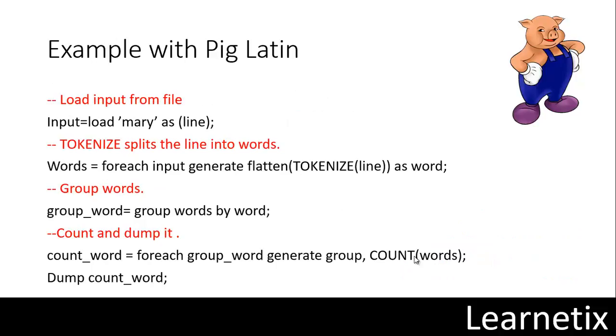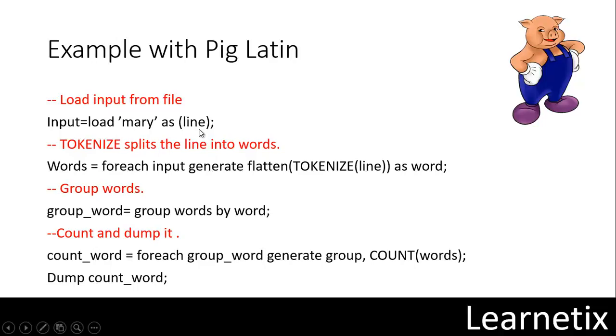But if we see the same example in Pig Latin, what happens when Pig is running? MapReduce becomes the execution engine. It compiles the Pig Latin scripts that the user writes into a series of one or more MapReduce jobs that it then executes. So what is happening inside Pig Latin? It will first load input from a file. So the command is input is equal to load Mary, as a line. We are loading as a line.